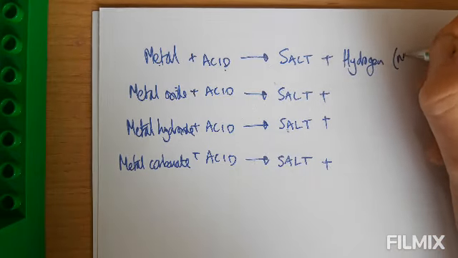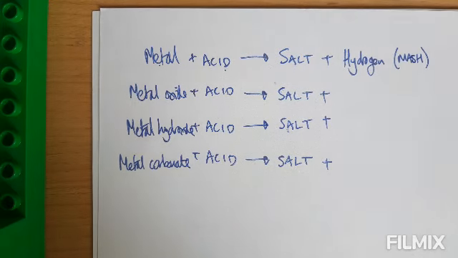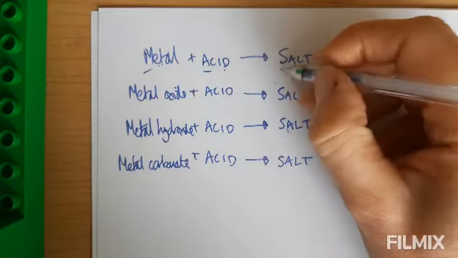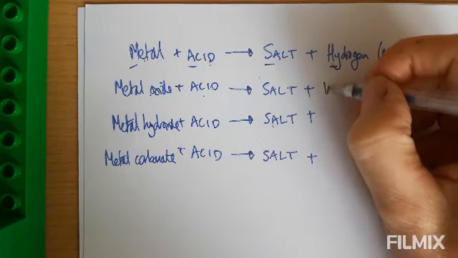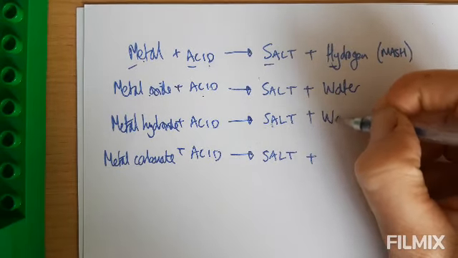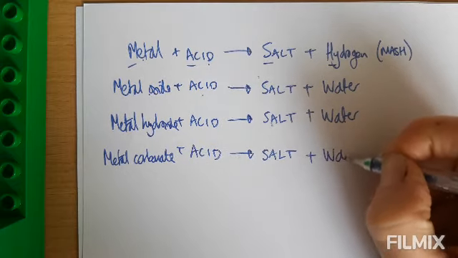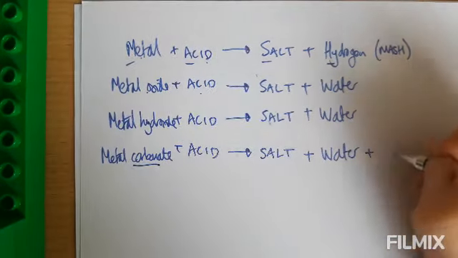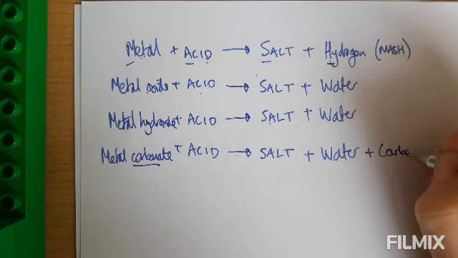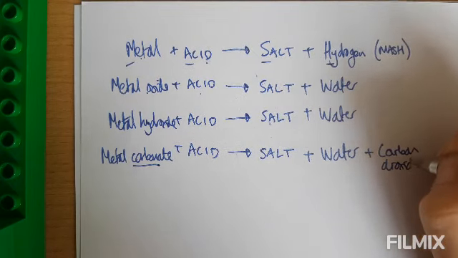Some people call that the Mush Equation. I'll let you work that out. Actually, I don't trust some of you to work that out. Mash. Okay, metal oxide plus acid makes salt plus water. This one is water. This one is water. But the final one, carbonate, like carbonated drinks, you also make carbon dioxide.